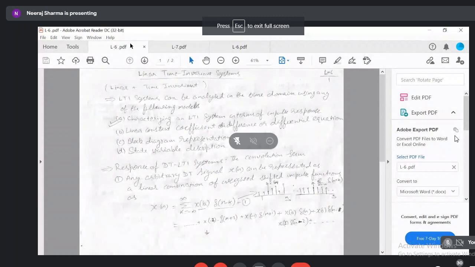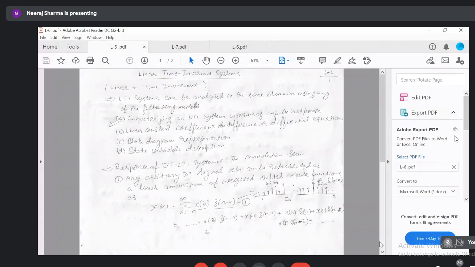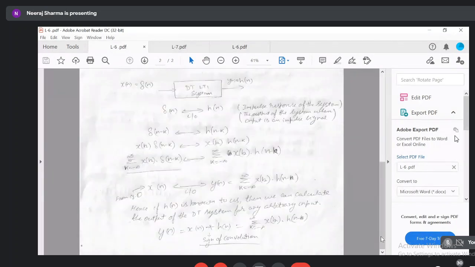In the last class, we discussed the LTI system, that is, the linear time invariant system. We did a derivation for an LTI system through which we can find the output of the LTI system for any arbitrary input, and the formula that we have derived is known as the convolution sum.